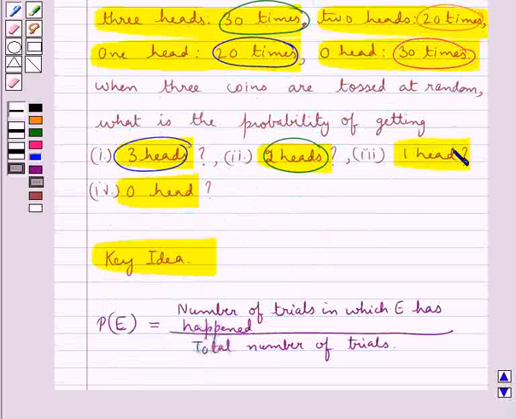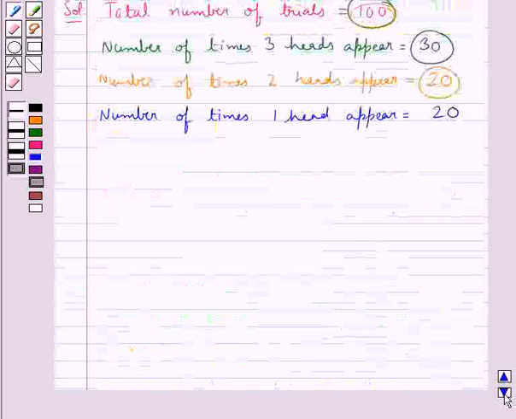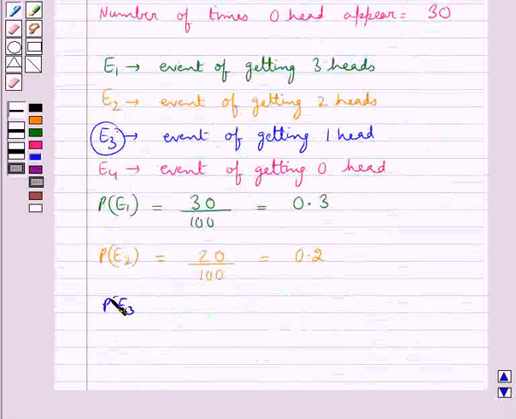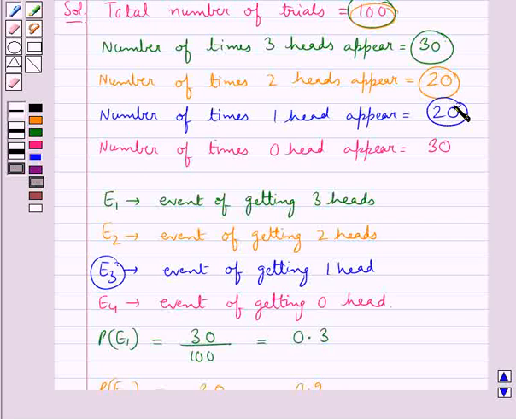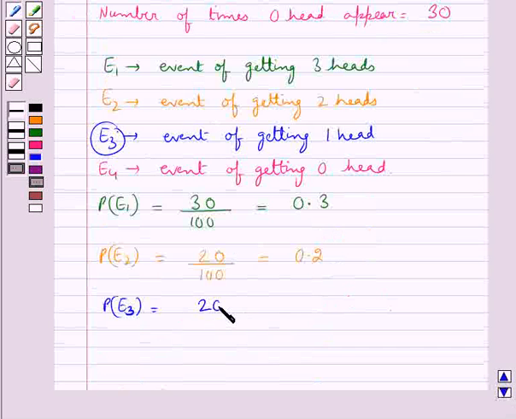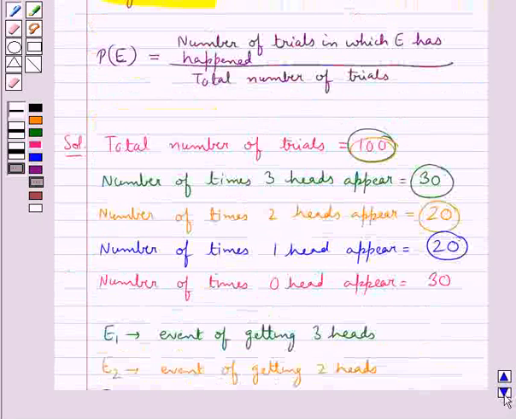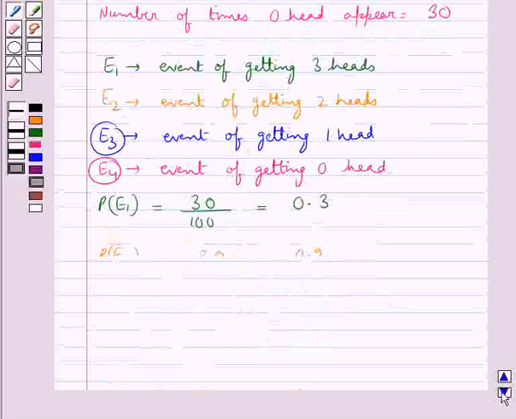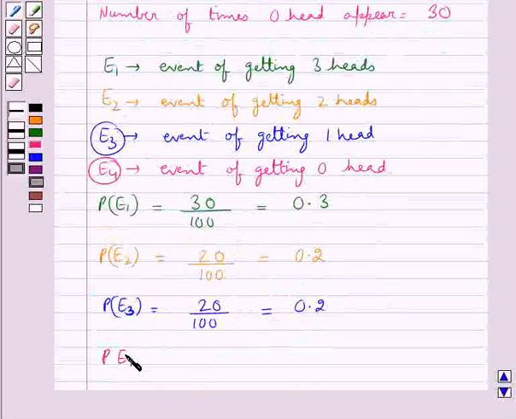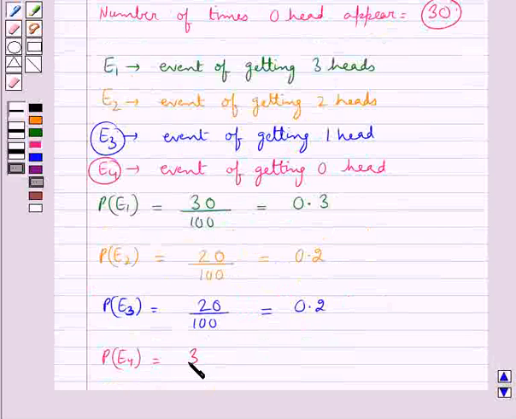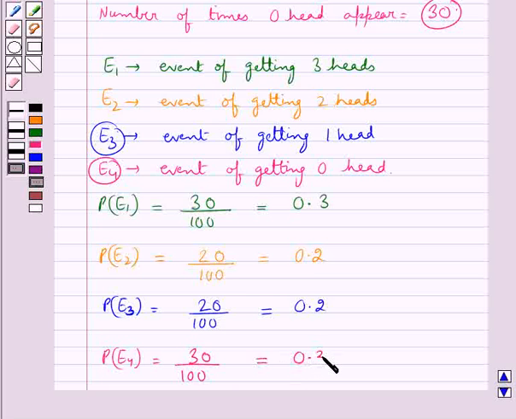Next, we find the probability of getting just one head. Now, since we have taken E3 to be an event of getting one head, so probability of E3 is equal to the number of times one head appears, that is 20, upon the total number of trials, which is 100. So this is equal to 0.2. Next we shall find the probability of getting zero head. Now we have taken E4 to be the event of getting zero head. So probability of E4 is equal to the number of times zero head appears, that is 30, upon the total number of trials, which is 100, and this is equal to 0.3.